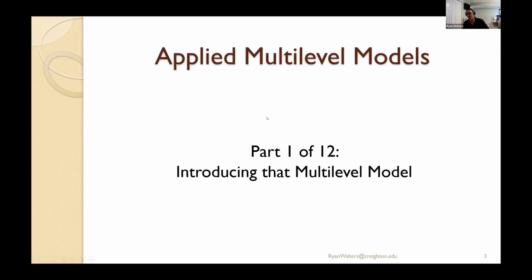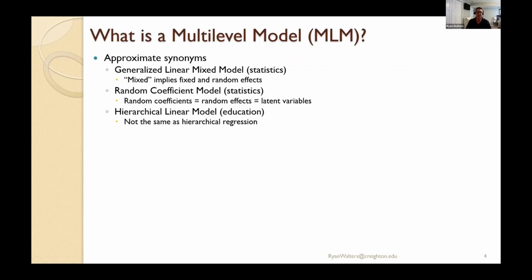But the first thing I want to do is kind of introduce the multi-level model. Undoubtedly, many of you know why you're here. You know you have some sort of nested or crossed sampling designs. There's a lot of synonyms for the multi-level model. One of the most common that seems to show up is the generalized linear mixed model, GLMM. It's important to note that I say approximate synonyms because the generalized linear mixed model actually subsumes the multi-level model. The multi-level model is a certain parameterization of the generalized linear mixed model.